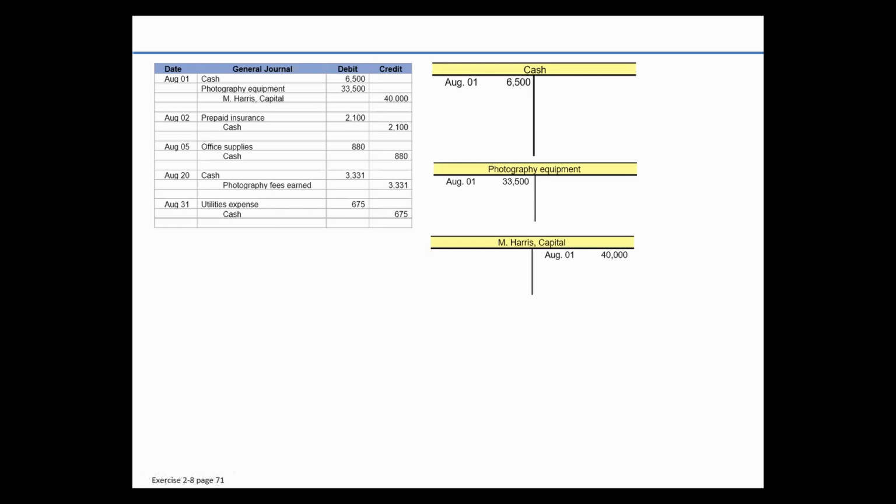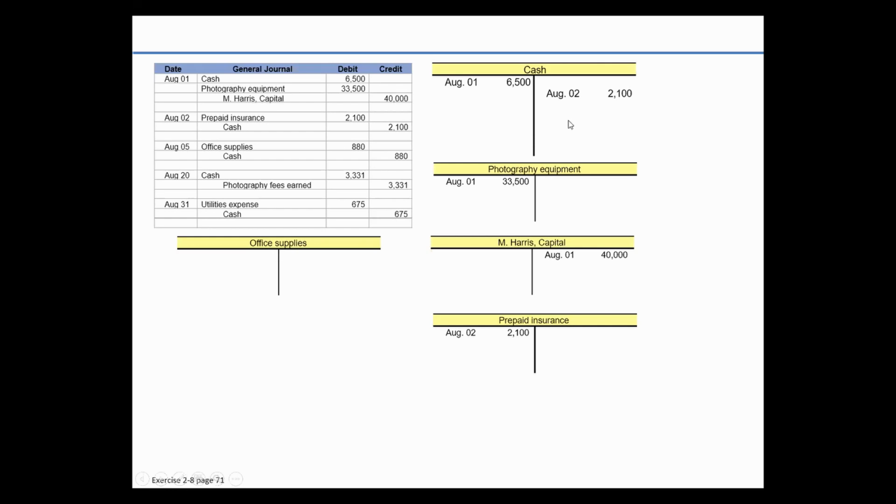So it's important that we get that right off the bat here. Your debits equal your credits, okay? If they don't, then you know that you made a mistake somewhere, either a mathematical mistake or a mistake in analyzing the transaction. Okay, so we see here that August the 2nd, you have prepaid insurance. Again, it's an asset, so we'll debit that $2,100. And in cash up here, we'll credit that $2,100 because we're paying cash out.